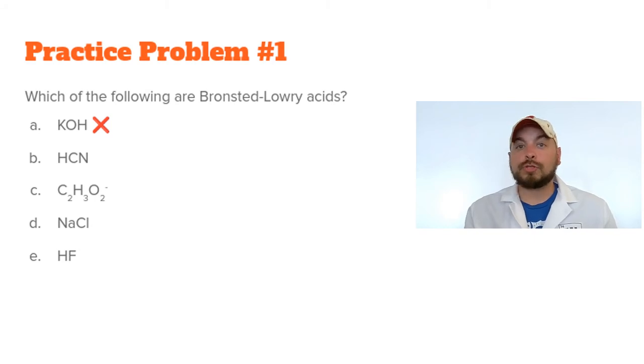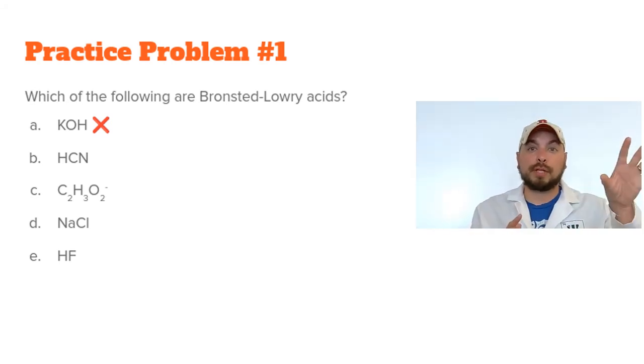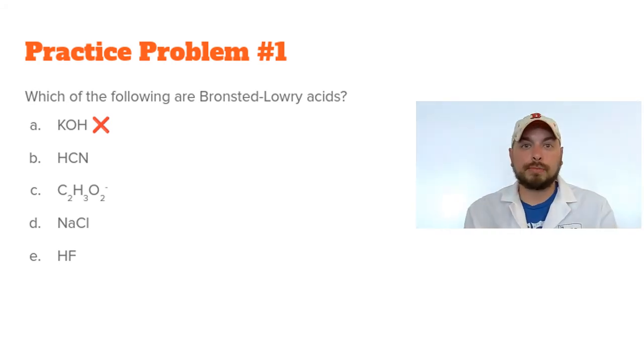HCN, hydrocyanic acid, is an acid, right? It starts with an H, which tells us it's likely an acid. As a result, we would identify it as a Bronsted-Lowry acid when it dissociates into an H+ ion and a CN- ion. So HCN is a Bronsted-Lowry acid.